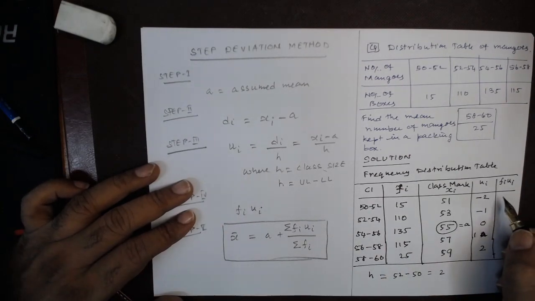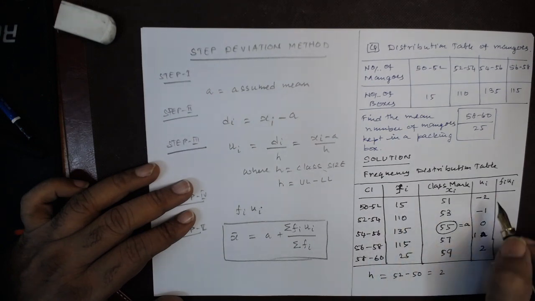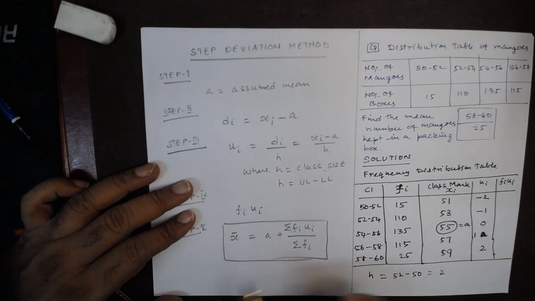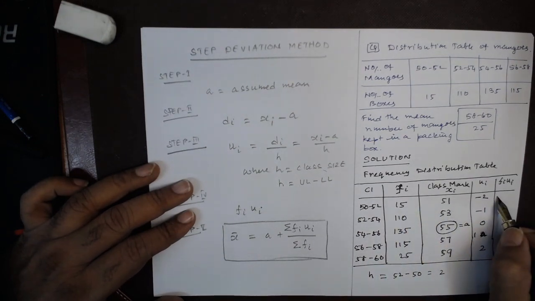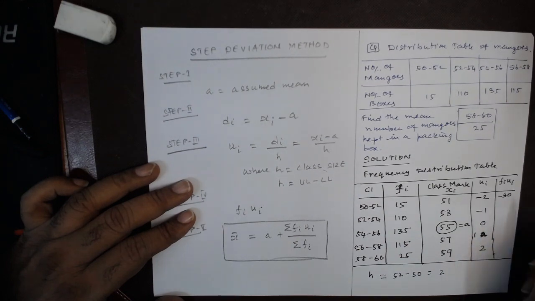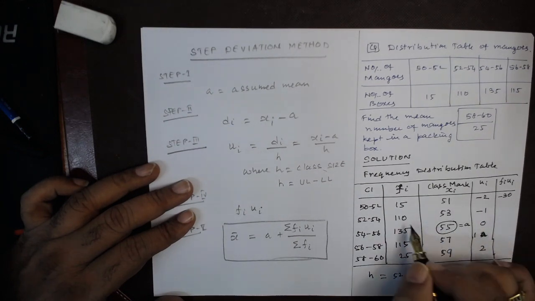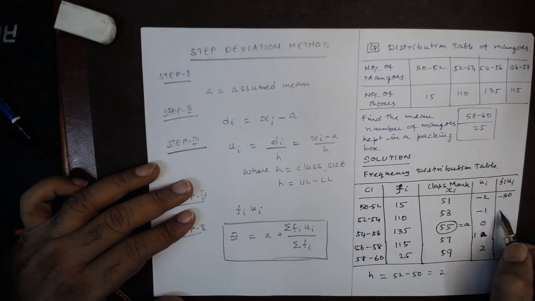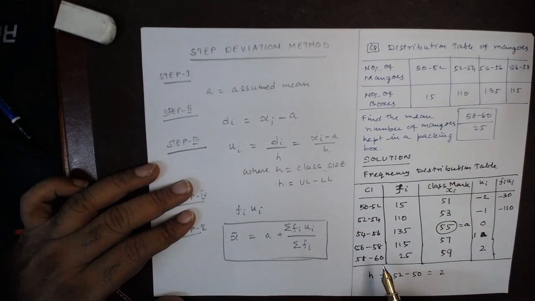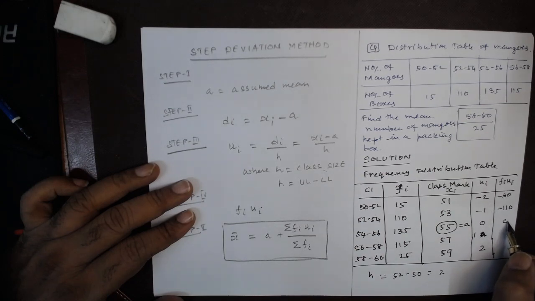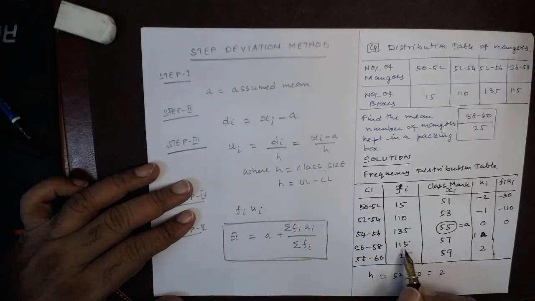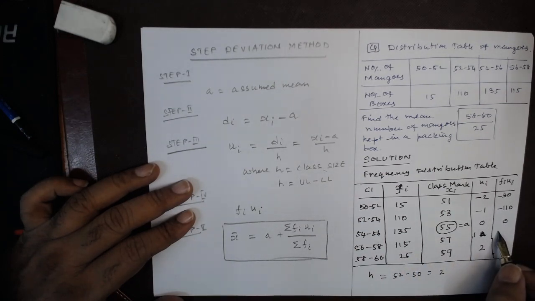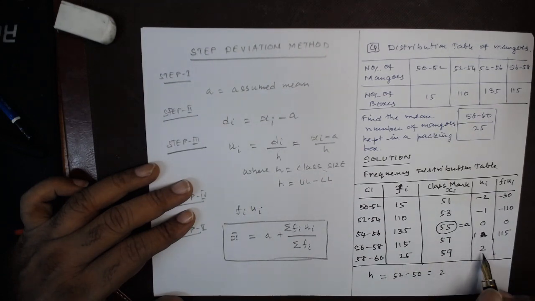Now you have to multiply fi into ui. 15 into minus 2, minus 30. Then 110 into minus 1, minus 110. 135 into 0, 0. 115 into 1, 115. 25 into 2, 50.